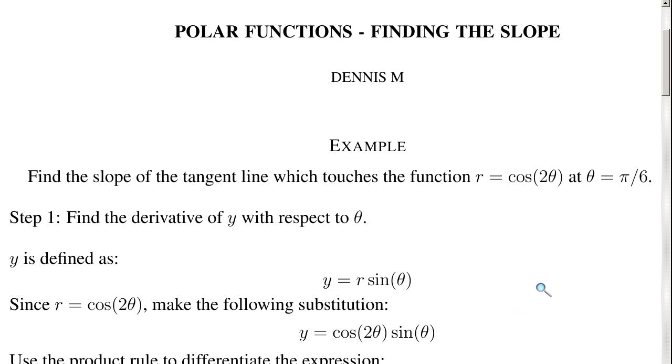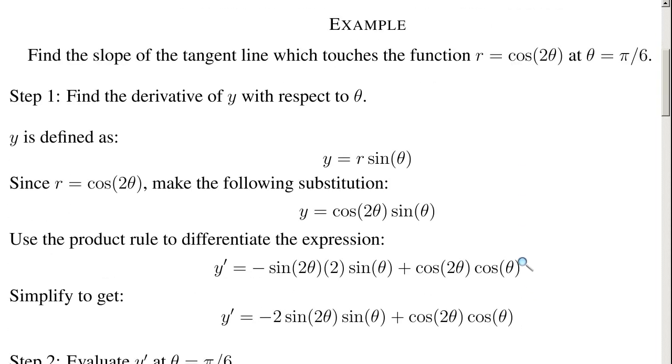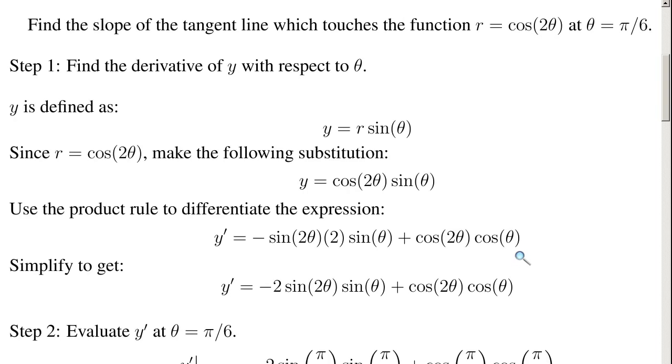Find the slope of the tangent line which touches the function r equals cos 2 theta at theta equals pi over 6. Okay, so how do we attack this type of problem? Step 1. Find the derivative of y with respect to theta.